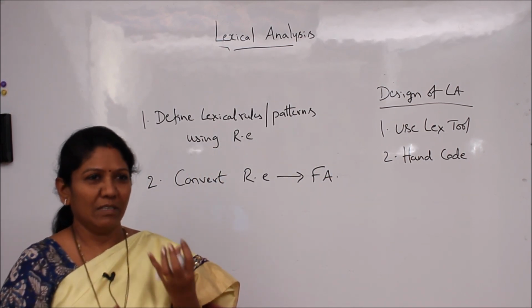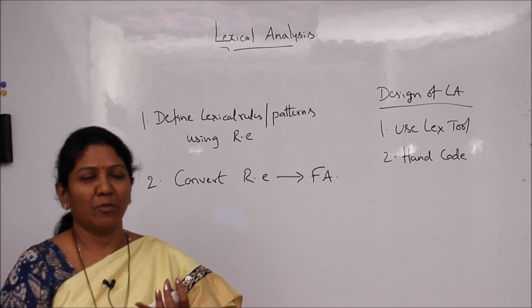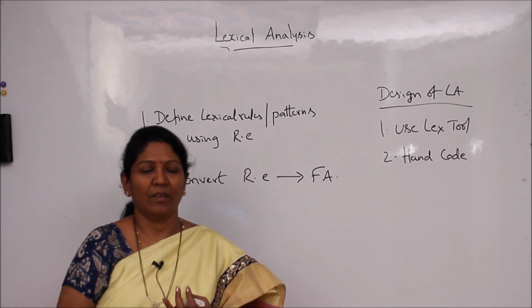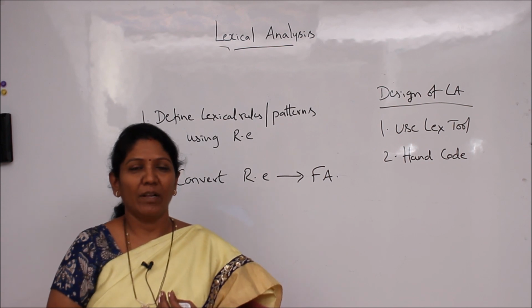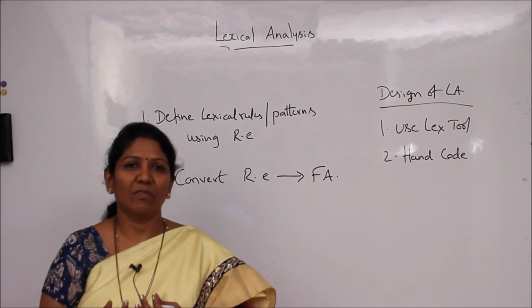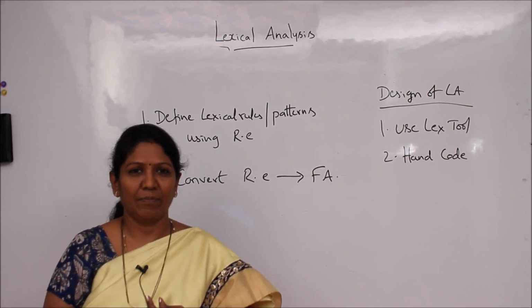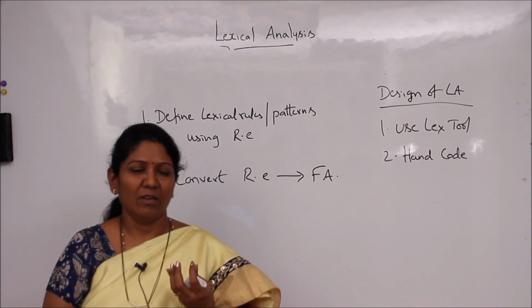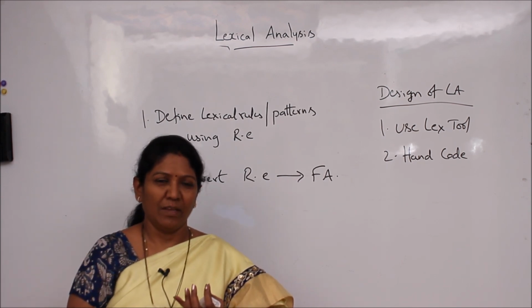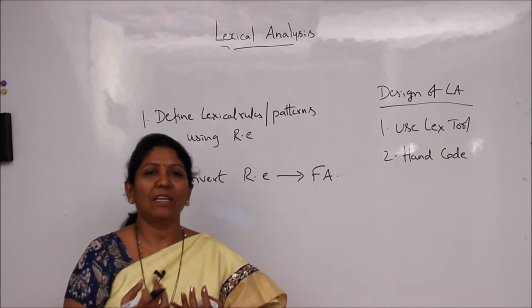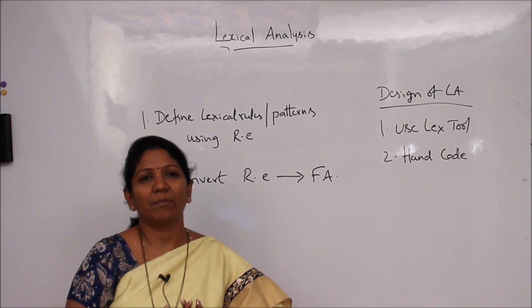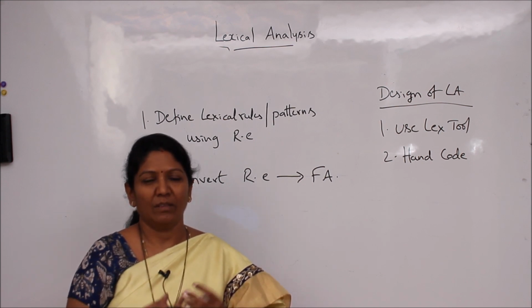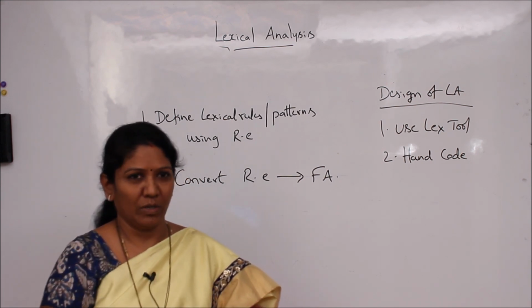So once you convert these regular expressions to a finite automata, what is a finite automata? It's a mathematical model. Given any string, it always says whether the string is accepted or rejected. So once you have this mathematical model, given any string, if it is accepted it means it is a valid token. If it is not accepted it means an invalid token. That is how we validate the tokens.